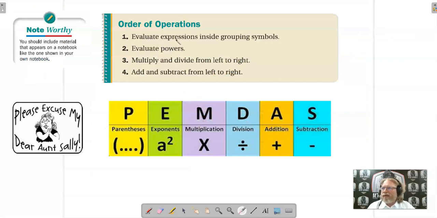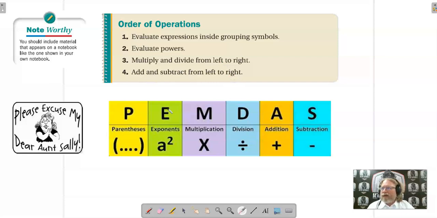First, we have to evaluate expressions inside of grouping symbols. We'll talk about what those are in a moment. Next, you have to evaluate all powers, or that is to say numbers that have exponents. We've talked about exponents and powers in the past. Also, the next step would be to multiply and divide, going from left to right, and then finally add and subtract, going from left to right.